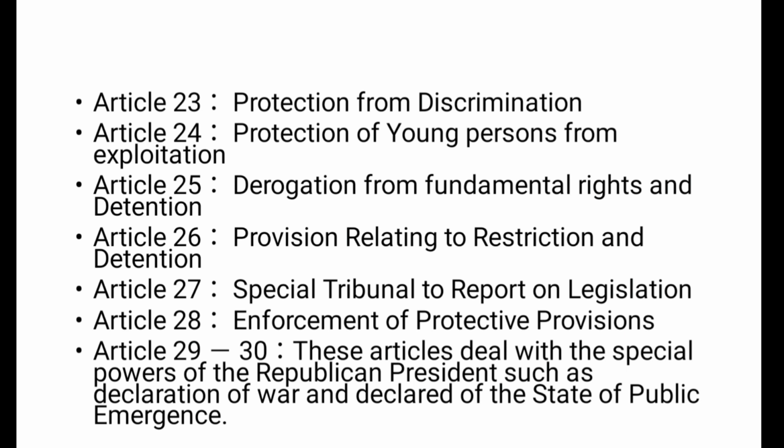Then we have the last articles, which are Article 29 and 31. These deal with special powers of the Republican president, such as detention of war, as well as the declaration of a state of public emergency. So this is where the discussion of the Bill of Rights ends. We have discussed the articles that are contained in the Bill of Rights. We end here, and the next video continues to discuss more on this topic.